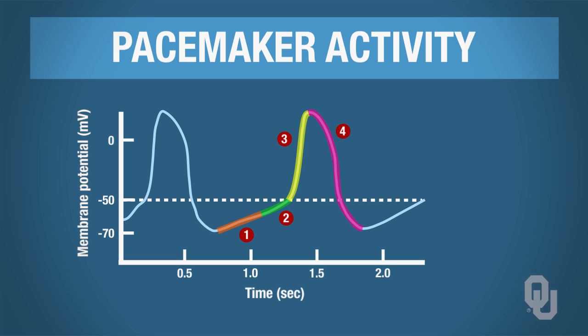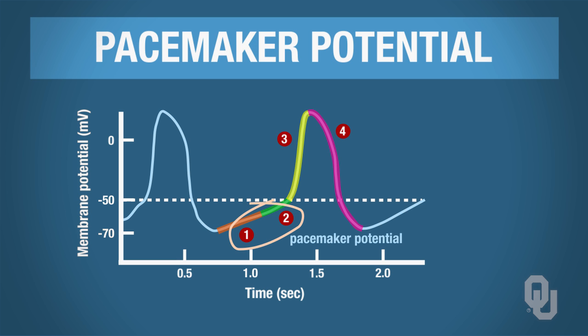When you look at this graph, there's some important terminology for you to understand. We use the term pacemaker potential loosely at times. The pacemaker potential is actually just the graded potential of the pacemaker activity. Numbers 1 and 2 here, technically, are called the pacemaker potential. However, it's very common for researchers and physiologists to call the entire graph a pacemaker potential.